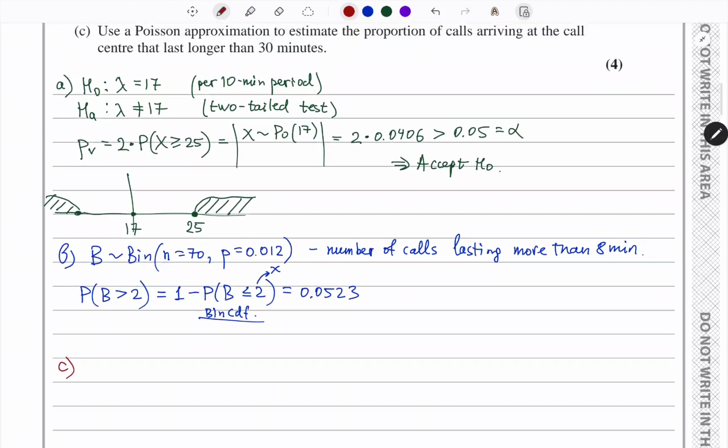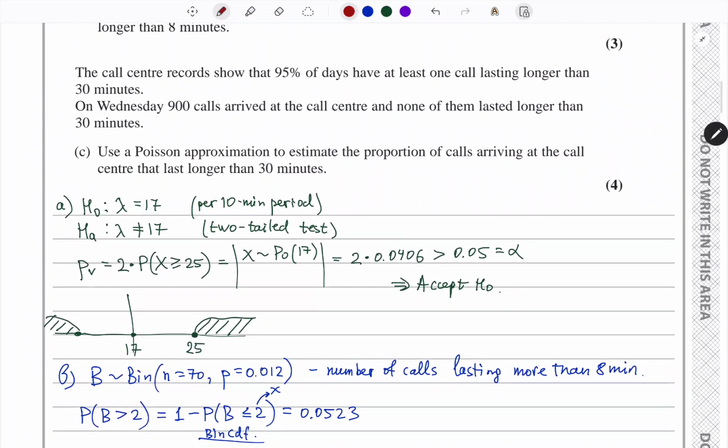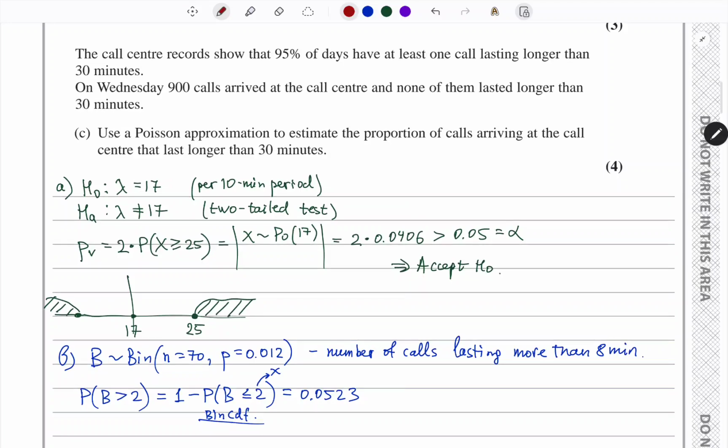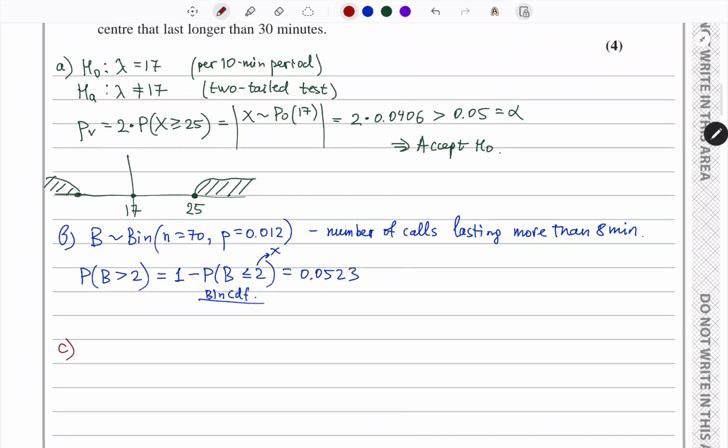So let's move to part C. The call center records show that 95% of days have at least one call lasting longer than 30 minutes. On Wednesday, 900 calls arrived at the call center and none of them lasted longer than 30 minutes. Use a Poisson approximation to estimate the proportion of calls arriving at the call center that last longer. Okay, so C.